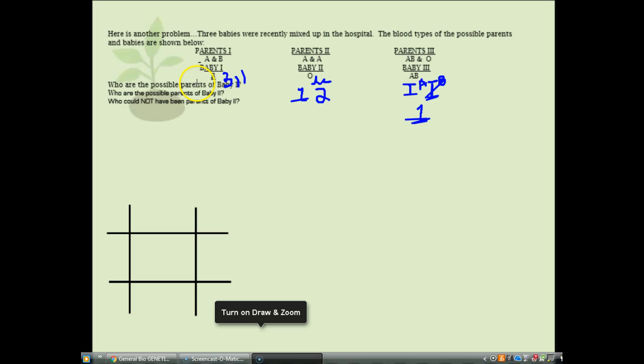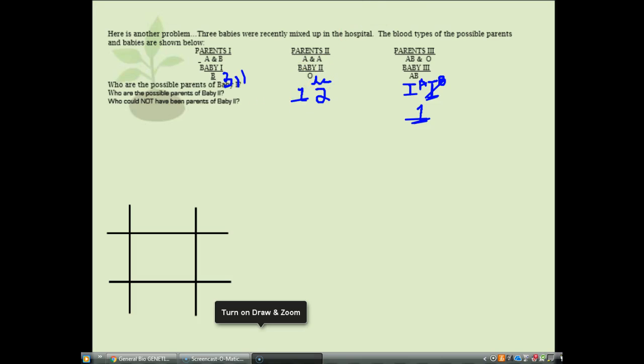So who are the possible parents of baby 2? We answered 1 and 2. Who are the possible, I think that's baby 1, I'm sorry. Who are the possible parents of baby 1? Both 3 and 1 could be the parents of baby 1. Who are the parents of baby 2? 1 and 2 could be the parents of baby 2. And who could not have been the parents of baby 2? Well, parents 3.